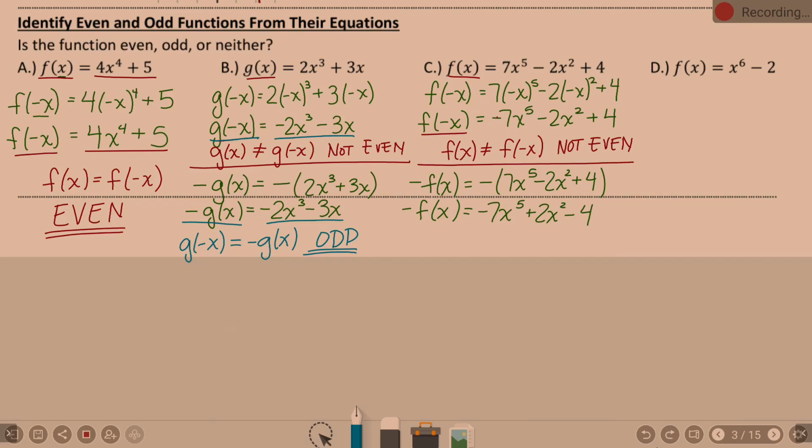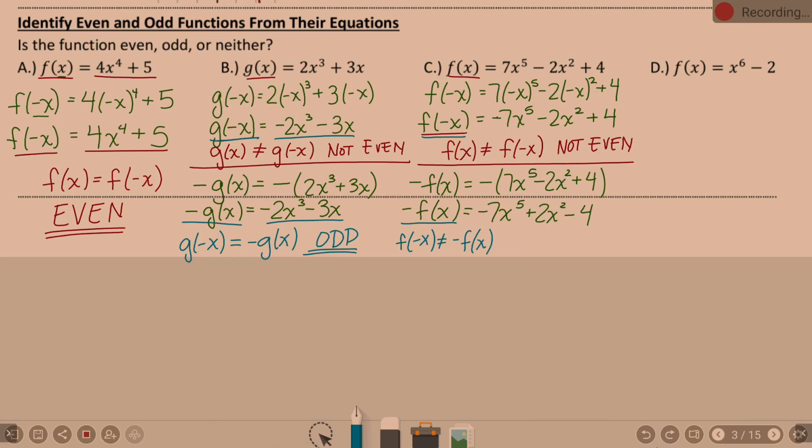Now what? Does negative f of x equal f of negative x? Negatives, negative versus positive, positive versus negative. That doesn't work, does it? So right now I know f of negative x does not equal negative f of x.